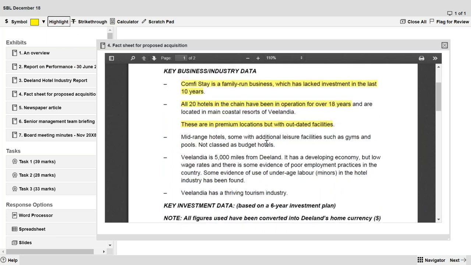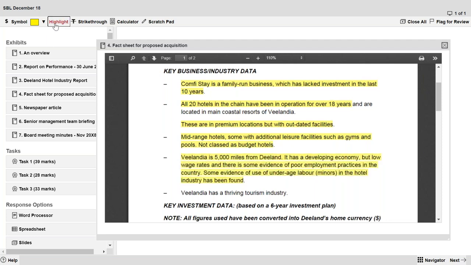Mid-range hotels, some with additional leisure facilities such as gym and pools, not classed as a budget hotel. So we are a budget hotel. This is a mid-range hotel. Okay. Now, Villandia is 5,000 miles from DLAND. It has a developing economy but low wage rate, and there is some evidence of poor employment practices. Some evidence of underage labor.